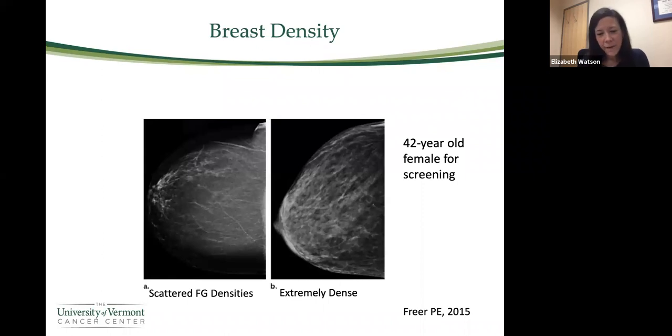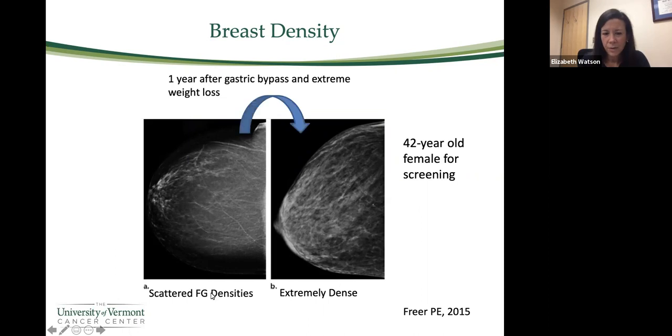So here are some examples I found in the literature, which I thought would be helpful to show. This is a 42-year-old woman who presented for screening, and the very first image she had is here on the left, and she was assigned to the second category. And then she went on to have gastric bypass surgery and extreme weight loss as a result of that surgery. She came back within a year and had the mammogram that you're seeing on the right side of the screen. And she was actually assigned the extremely dense category. You can see that certainly there are more bright white areas on her mammogram. She has a lot more fibroglandular tissue now than she did before because of that change in weight.